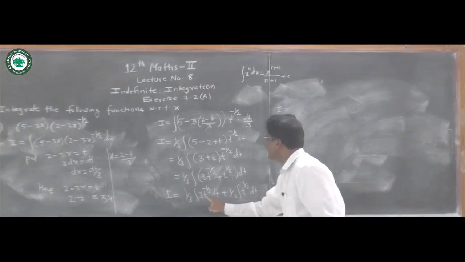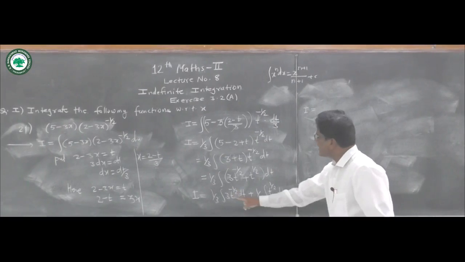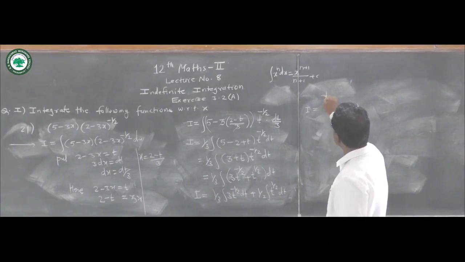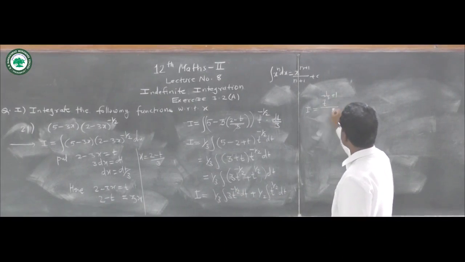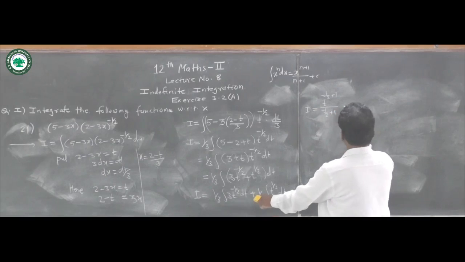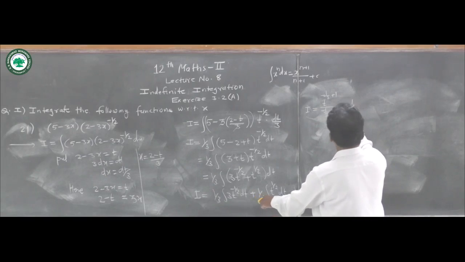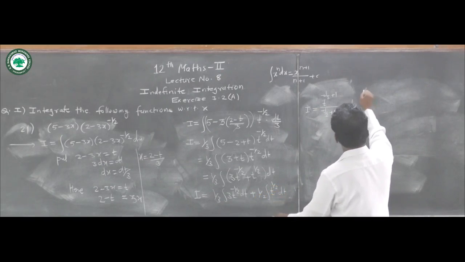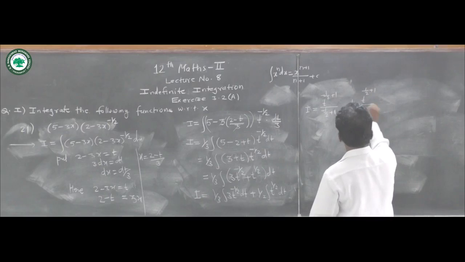Then integration of t to the power minus 1/2. Integration of t to the power minus 1/2 is t to the power minus 1/2 plus 1, divided by the same number, minus 1/2 plus 1. Now here plus 1/3 as it is, and now here integration of t to the power 1/2 is t to the power 1/2 plus 1 divided by this 1/2 plus 1, plus constant of integration.